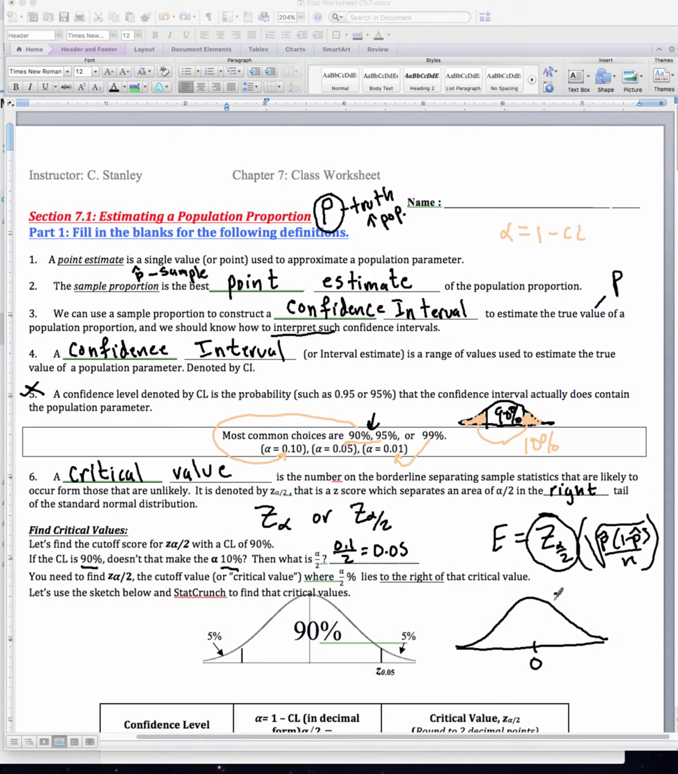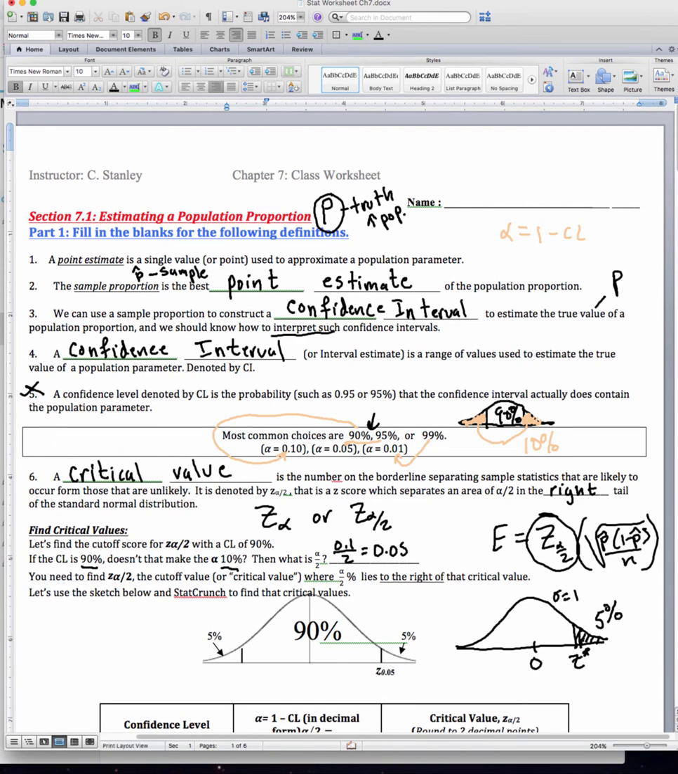That's 0. This is 1. I'm trying to find where this is 5%. That's what I'm doing right now. I have to set up StatCrunch, so I'm going to pause the video for a second.